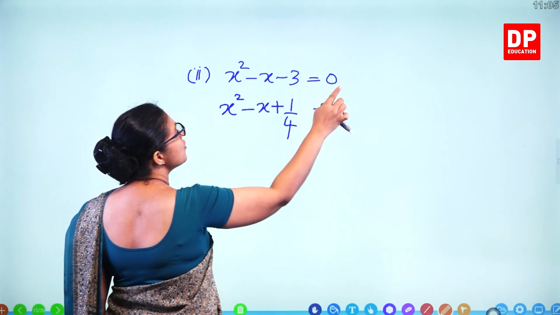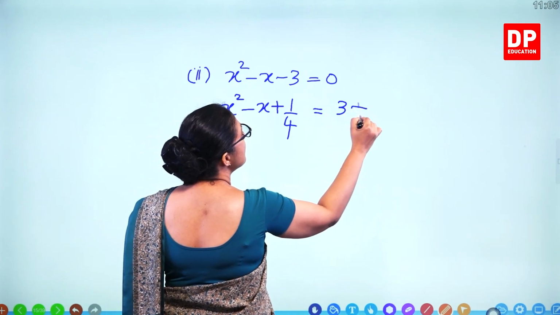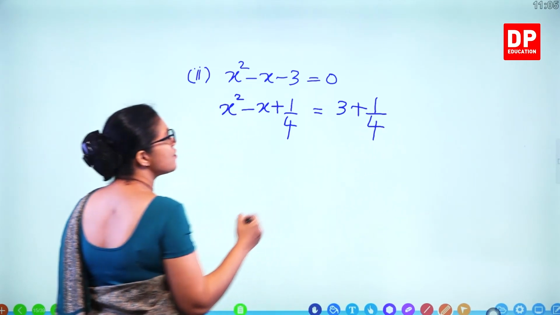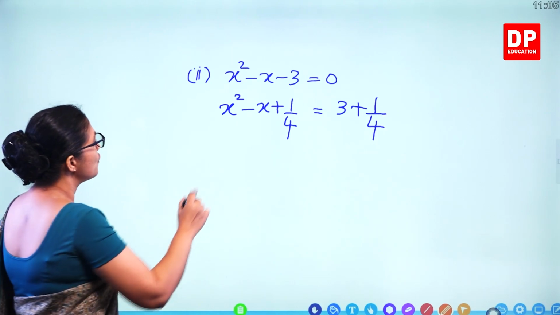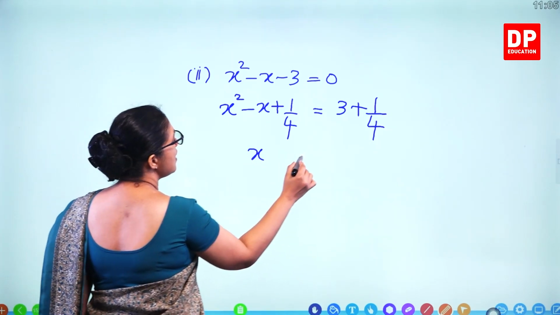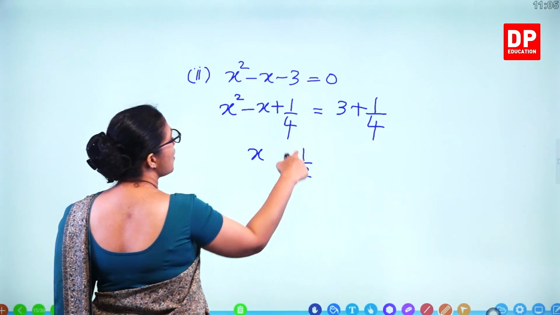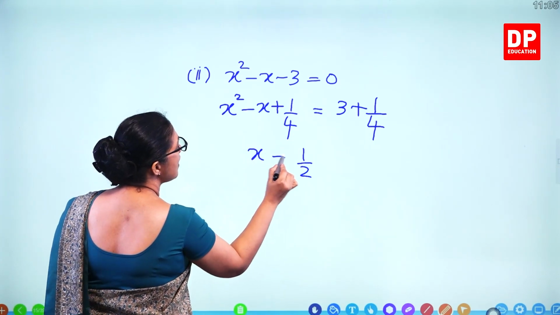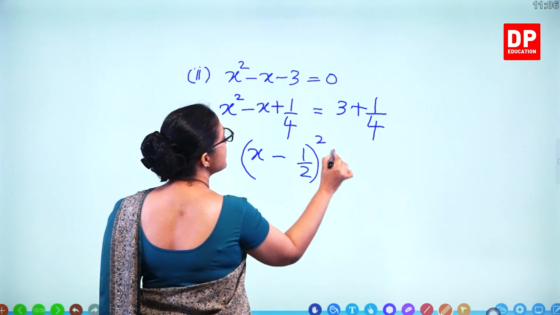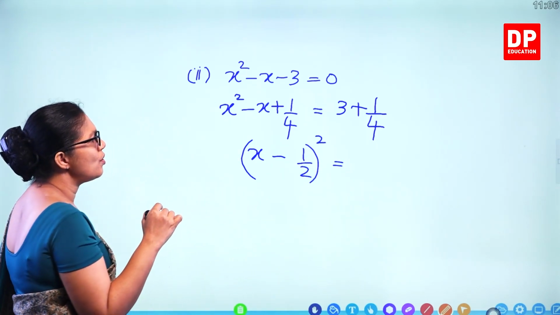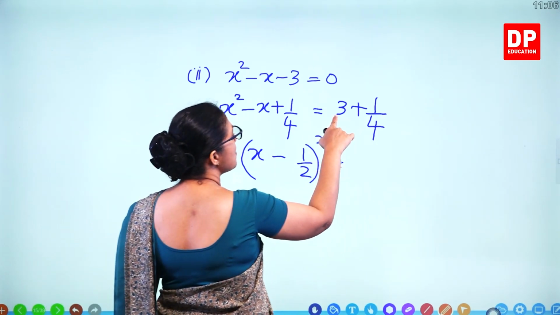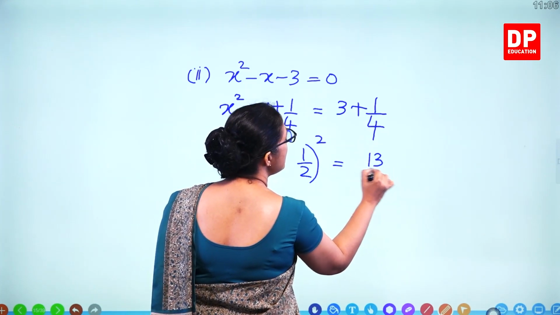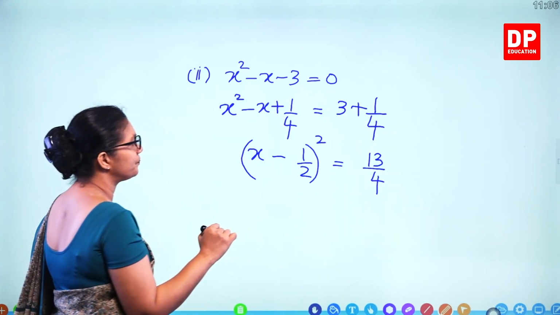When you take the 3 to this side, in order to get no difference, you add 1 over 4. So this is a square term. Half is the square root of this, x is the square root of x squared, and the sign comes here. So this is x minus half squared is equal to, what's this one? 4 times 3, 12, plus 1, 13 over 4.